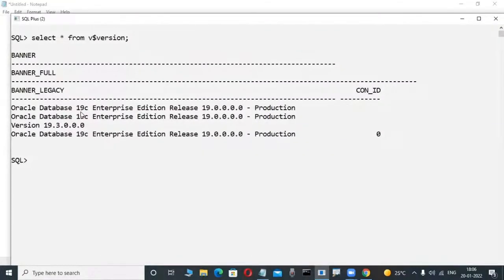Oracle 1.0, 2.0, 3.0, 4.0, 5.0, 6.0, 6.1, 5.1 also there. And now 7.0, 7.1, 7.2, 7.3, 8.0, 8.1.5, 8.1.6, 8.1.7. That is also called 8i, 9i, 10g, 11g, 12c, 18c, 19c, and the latest one, 21c. But in our class, this software is available. 19c we are learning only.